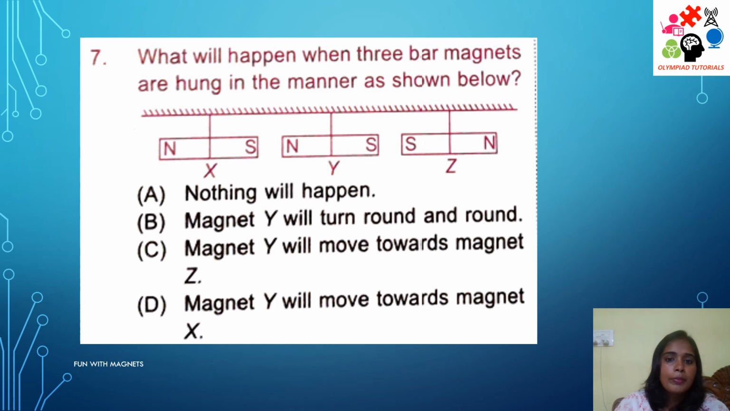Next question, what will happen when 3 bar magnets are hung in the manner as shown in the figure below? So if you carefully see the picture, you can see option number D will be the correct option. Magnet Y will move towards the magnet X, because here you can see these are the unlike poles, south pole and north pole, they attract each other, whereas if you see the magnets Y and Z, here the like poles tend to repel each other. So your correct option will be option number D.